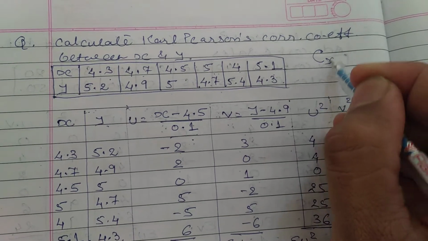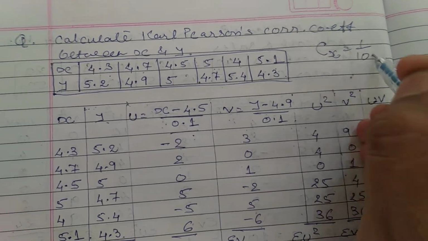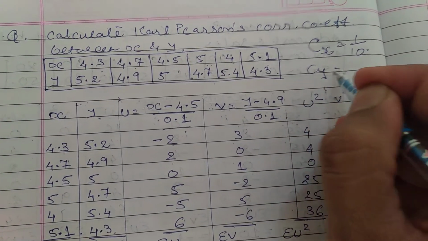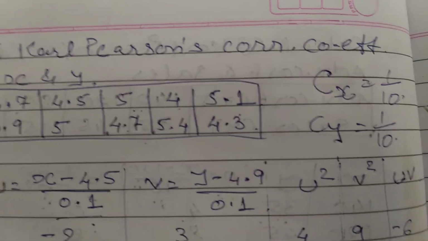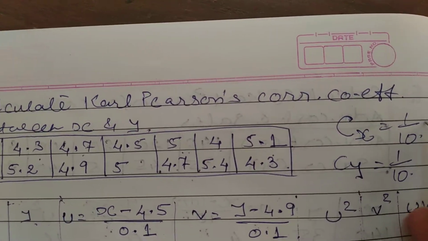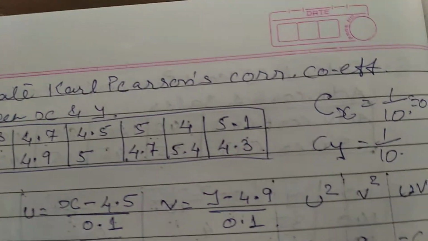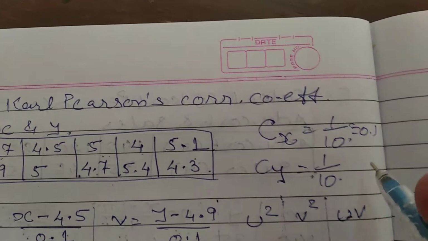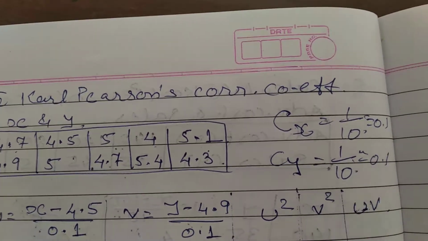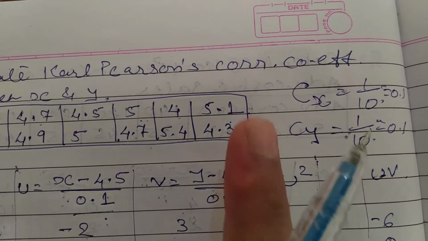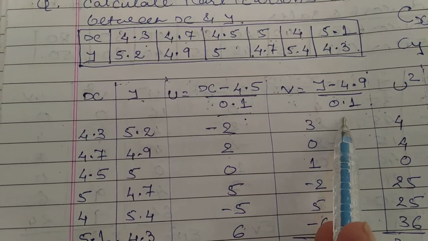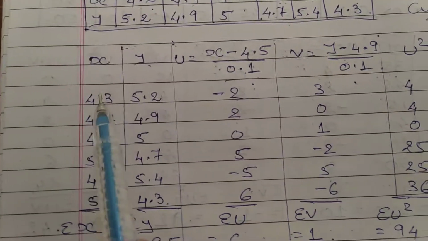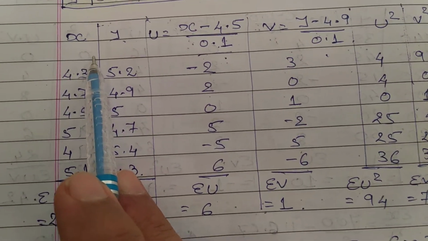Cx would be what? Common element Cx would be 1 by 10. Same way, Cy would be 1 by 10. So if Cx is 1 by 10, it would be considered as 0.1. Same way, Cy would also be 0.1. That's why Cx and Cy are taken as 0.1 and 0.1. Now, same method, same way, same calculation.